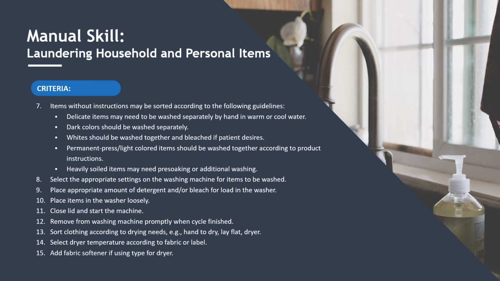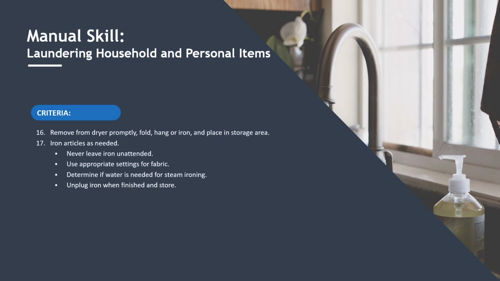Sort clothing according to drying needs, such as hand dry, lay flat, or the dryer. Select the dryer temperature according to fabric or label. Add fabric softener if using type for dryer. Remove from dryer promptly. Fold, hang, or iron and place in the storage area.